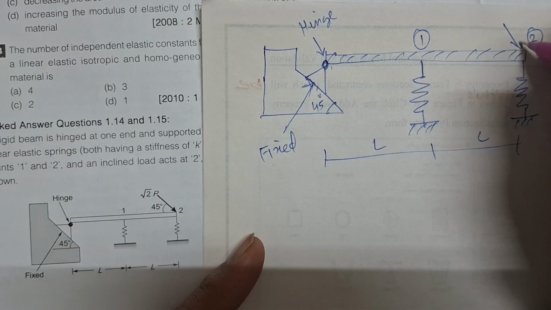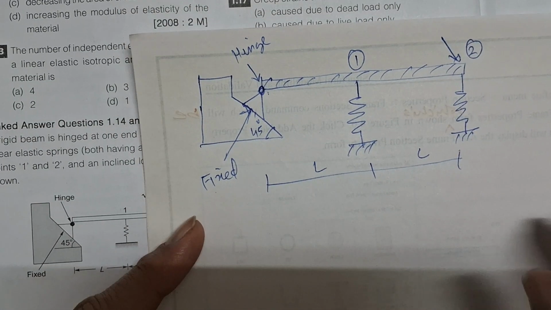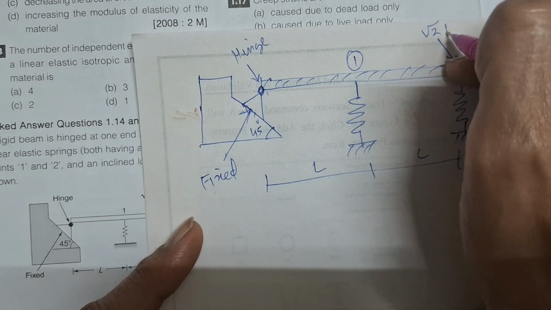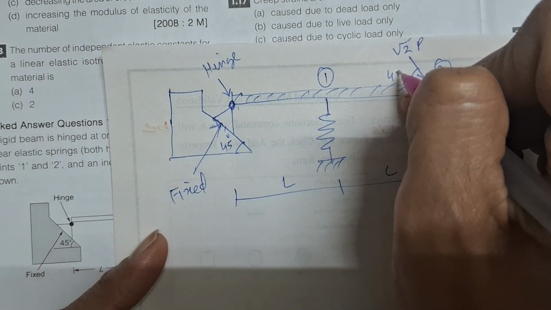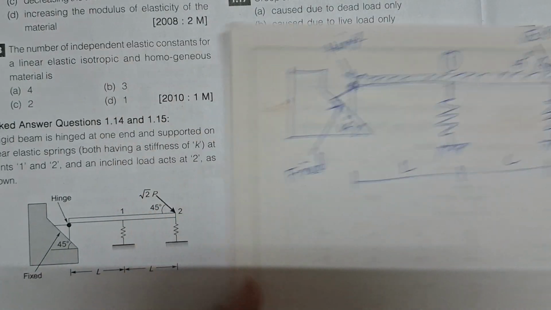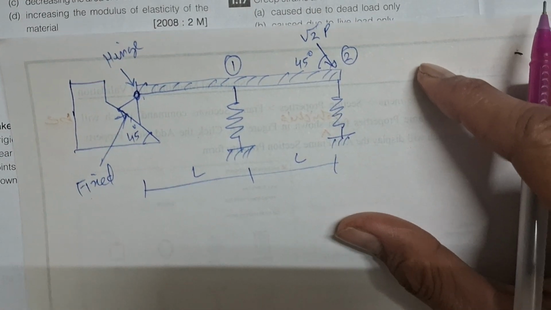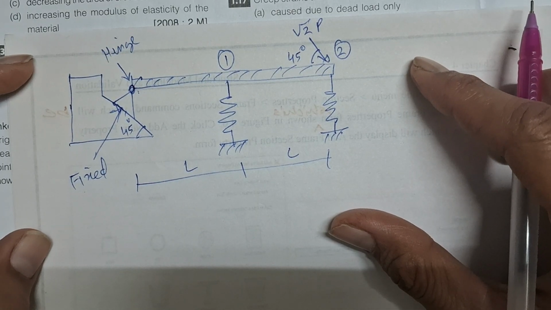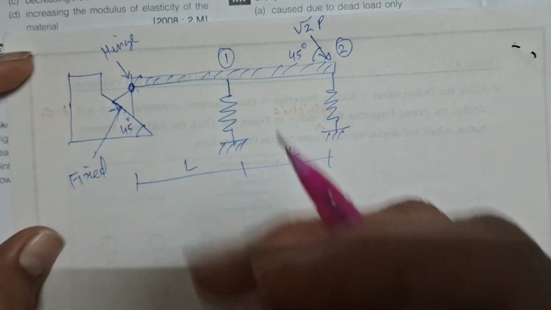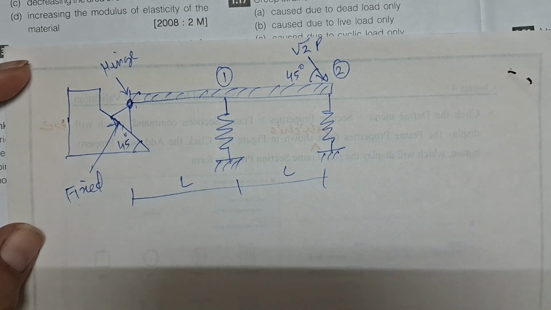Here an inclined load is acting. That inclined load is under root 2 P. Now this is also acting at 45 degree, right? So this is the question which they have given to us, and we are expected to solve it. Now in such type of questions, first we are expected to draw free body diagram.